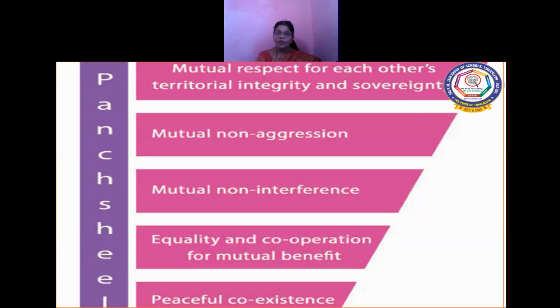That is mutual respect for each other's territorial integrity and sovereignty, mutual non-aggression, mutual non-interference, equality and cooperation for mutual benefit, and peaceful coexistence.